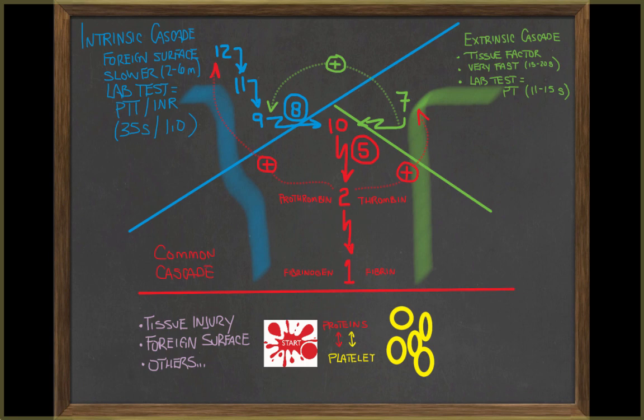Now you might ask that if we know that clot does not occur this way in the body, why do we bother to still teach it this way? And there's a good answer for that. The answer is that this model was designed based on our understanding of these tests, the PT and the PTT.